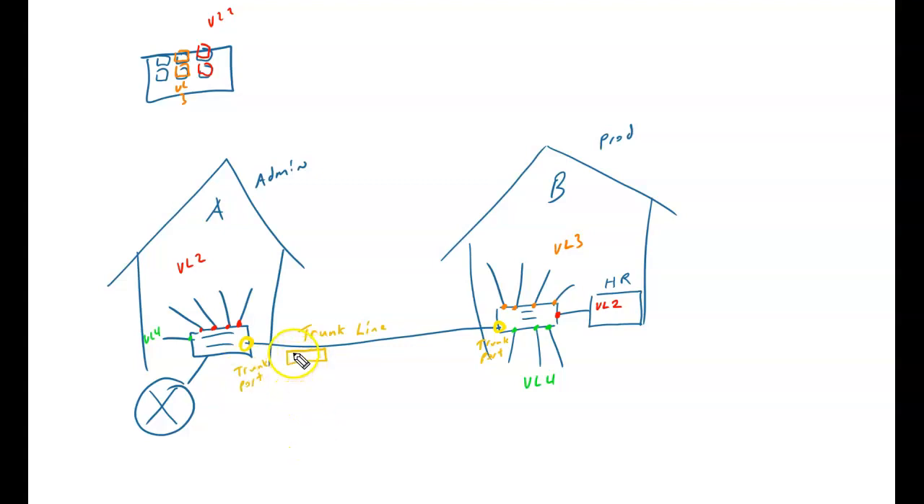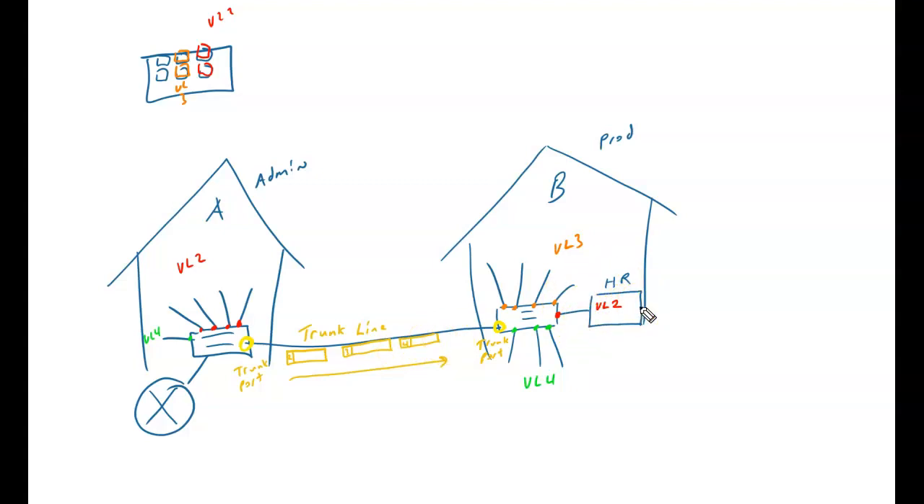All I have to do is add a little tag on here. That tag is going to say 2. This frame will have a tag that says 3. This frame over here will have a tag that says 4, and so on. So as these things travel across here, they're going to travel with a little tag on them. And that tag will tell this switch what VLAN that particular frame belongs to, and it can send it out of that VLAN over here.